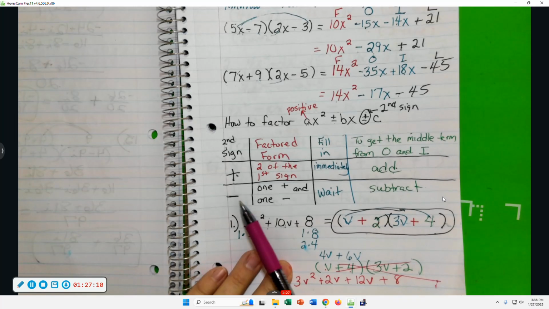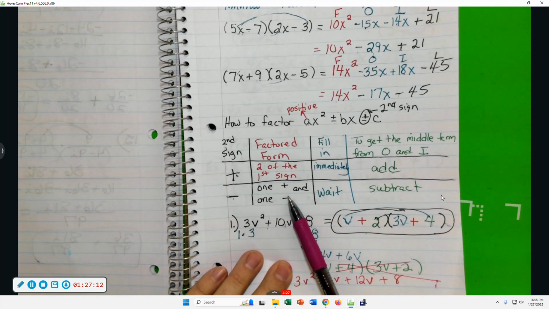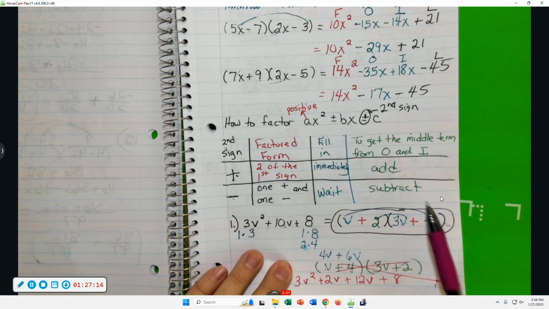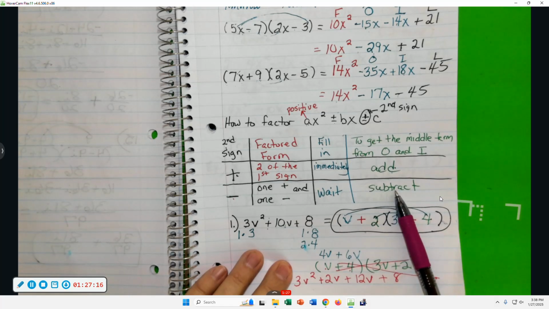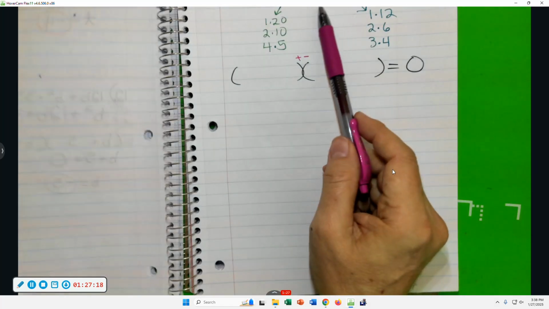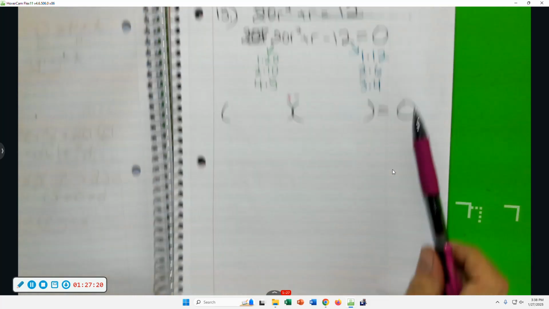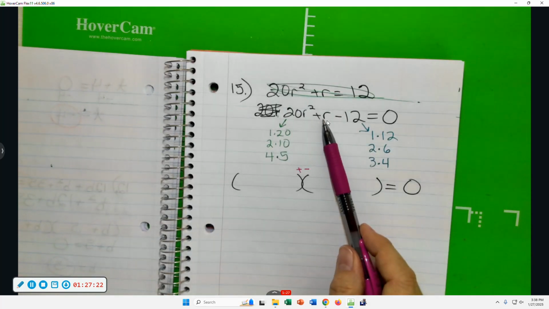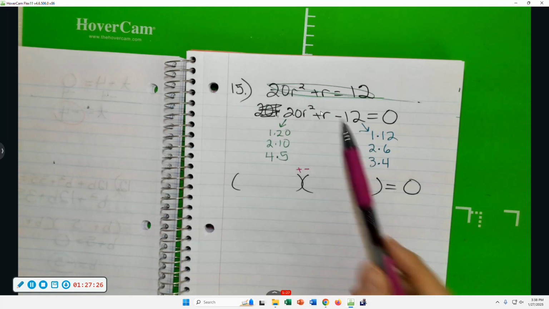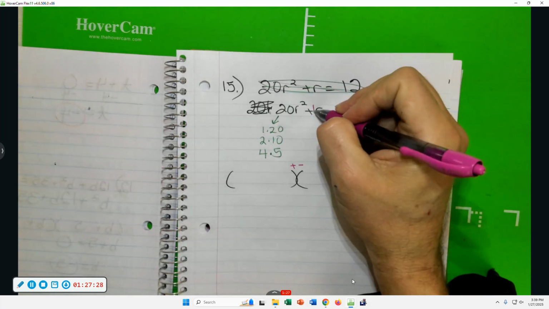Just like the last sign's a minus. You have one plus and one minus. We're going to wait. And remember, outer and inner have to subtract to give you the middle term. Oh, hey, I don't see a number in front of that r. What's the coefficient here? What do we assume it is? 1. Okay. But I'm waiting for y'all.